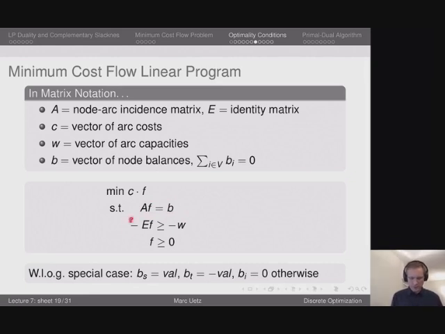And then we have the capacity constraints, so the vector F should be smaller or equal than W, and I can just write that as minus the unit matrix E times F is larger or equal than minus the capacities, because I would like to have larger or equal constraints, and the flow value should be non-negative. And remember that we are considering the special case here that the flow balances are all 0 except at S and T, where there are plus some value and minus some value respectively.